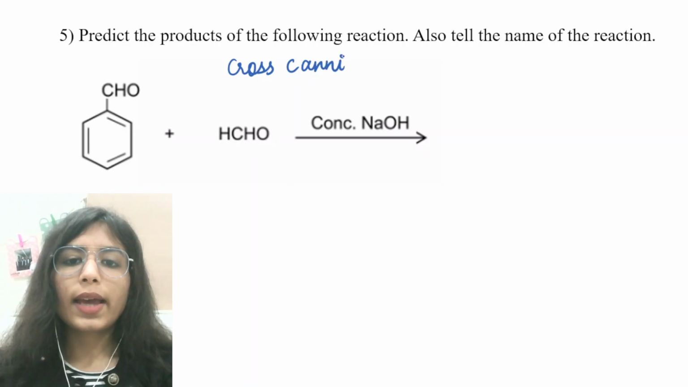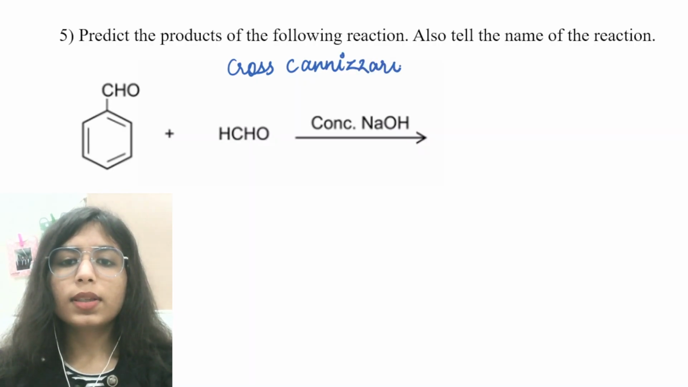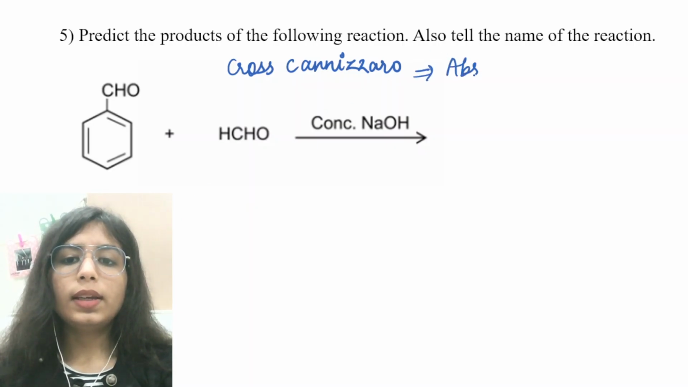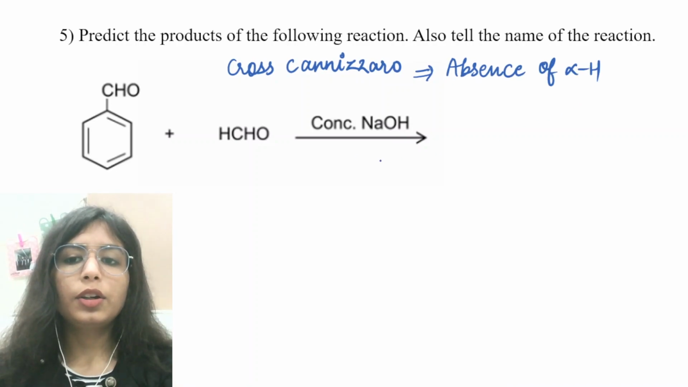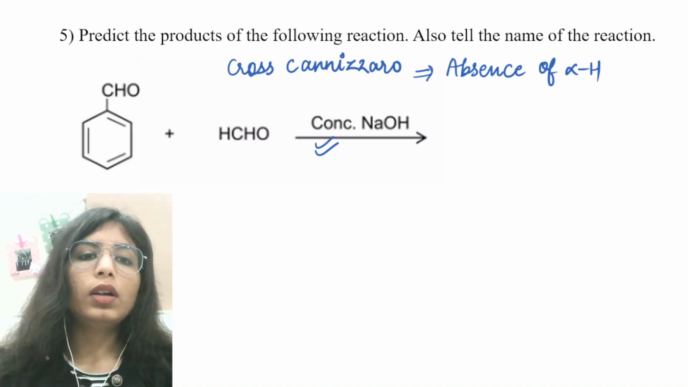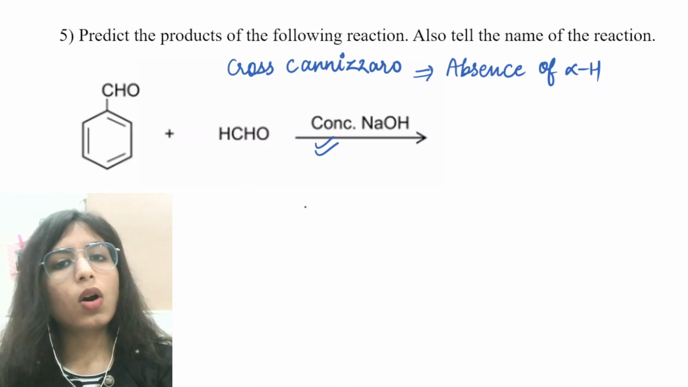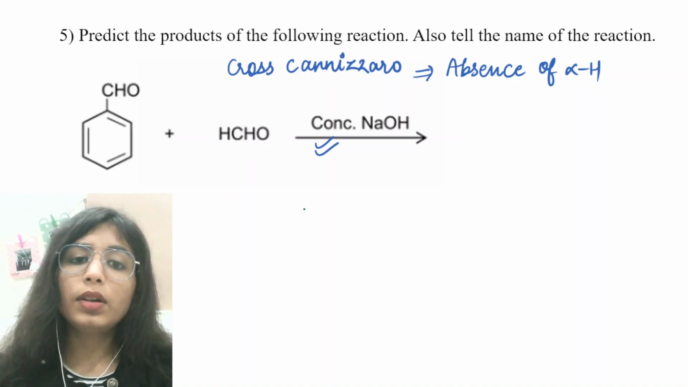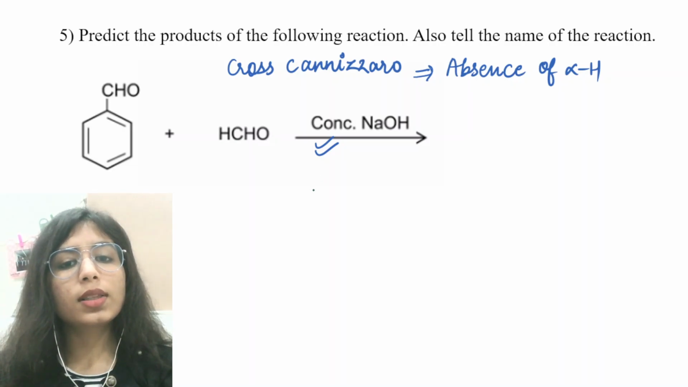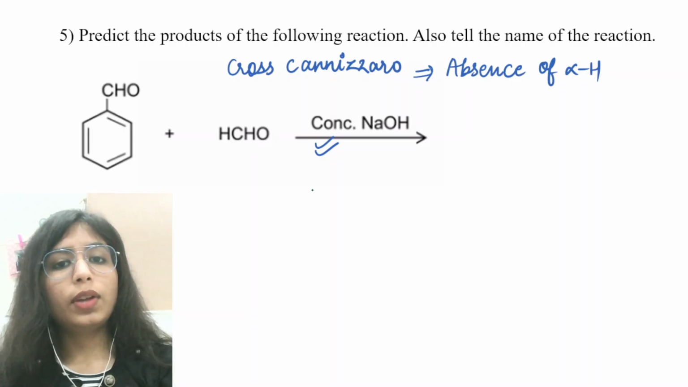So in cross-Cannizzaro reaction, what happens is we take two different molecules which do not contain alpha hydrogen. So here basically alpha hydrogen are absent, right? So here, due to the absence of alpha hydrogen, we take cross-Cannizzaro reaction in the presence of conc. NaOH. So here what happens is one of the products is the oxidized product and one of the products is the reduced product. So now the question arises, which one of them is oxidized and which one of them is reduced.